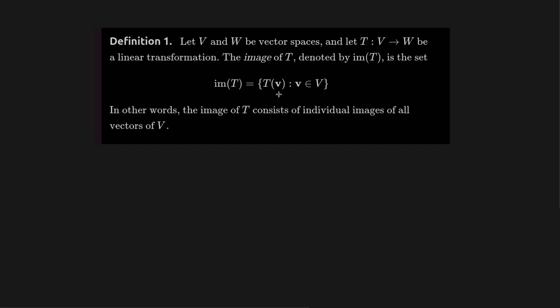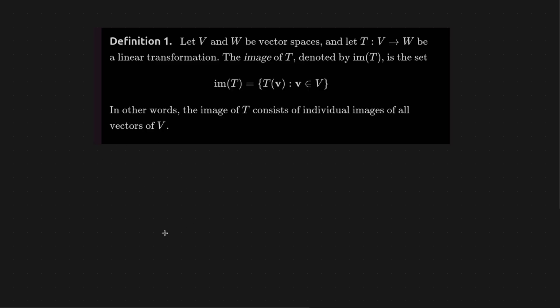The image of T is, if we take every vector in the domain and then apply the transformation to it, the set of all those transformations is the image. Okay? So in other words, the image of the transformation consists of all individual images of all vectors in V.